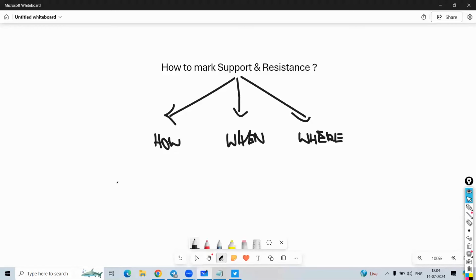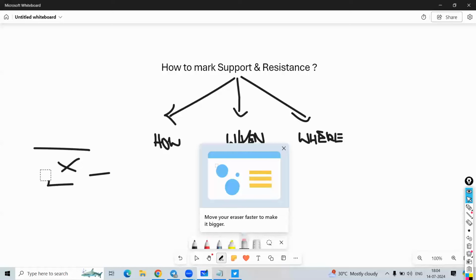It's not like randomly marking any reference level, randomly marking any zone and telling this as a demand zone, telling this as a support. No, this is not the way. Practical trading during the live market does not work in such a way. You need to have clarity.